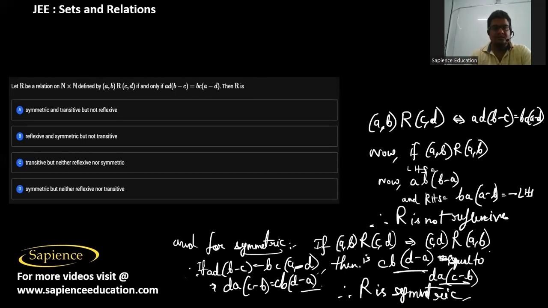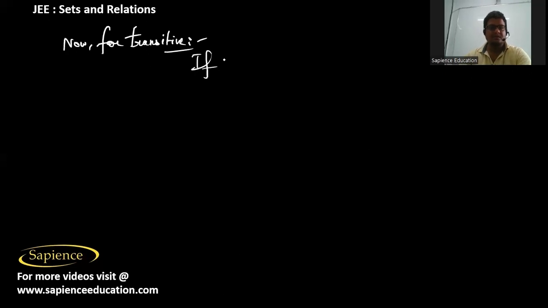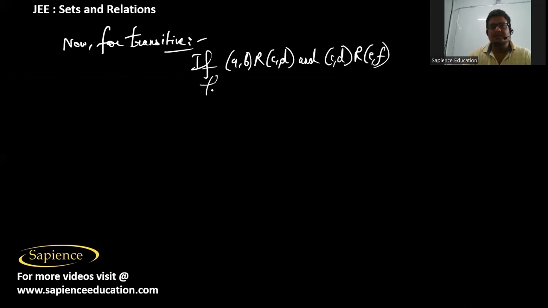And we have to check for transitive. Now for transitive, if A comma B is related to C comma D and C comma D is related to E comma F, then A comma B also should be related to E comma F. So let's check if this is true or not.